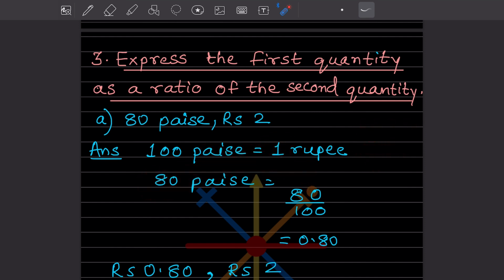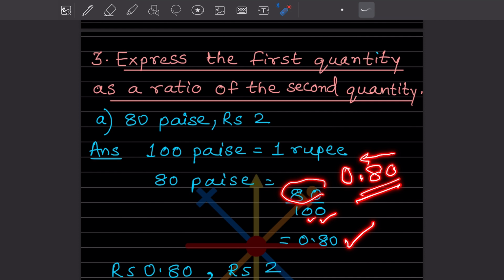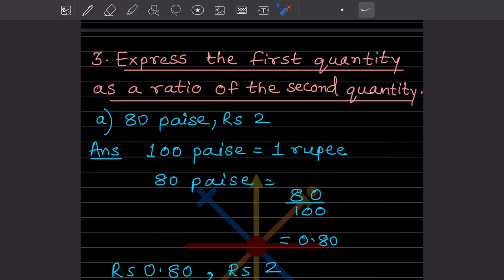Hope that is clear. So now 80 by 100. You can just keep 80 by 100. So you know these are 2 zeros. So how to put a decimal? You should look at the denominator, how many zeros you have. The numerator is 80, so you write 80. 2 zeros means you go from right to left, 2 numbers, and then put a point. So the answer is 0.80.